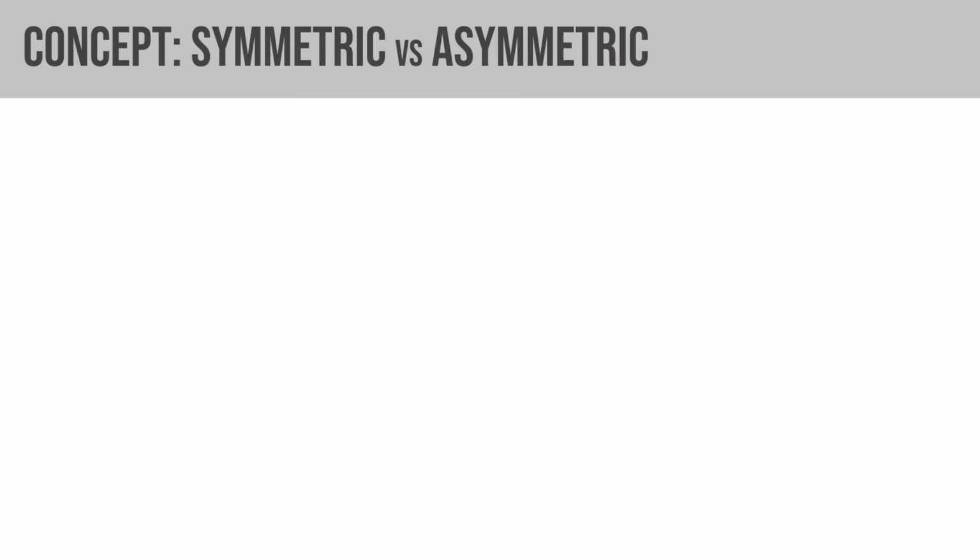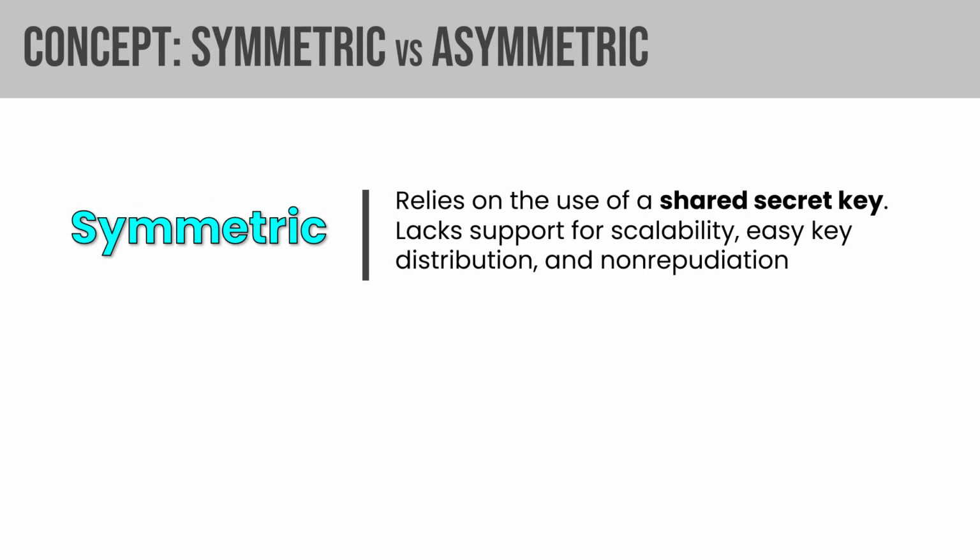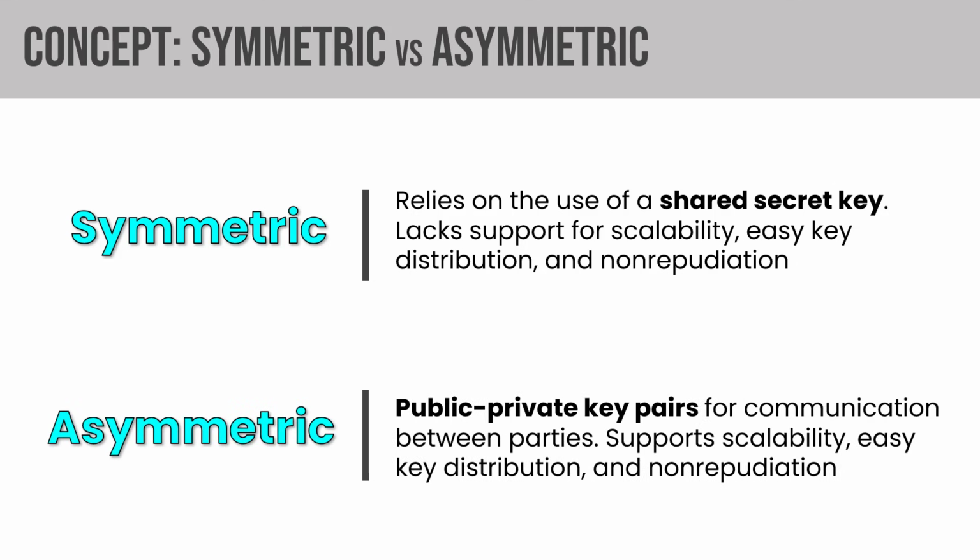So symmetric versus asymmetric cryptography. So symmetric relies on the use of a shared key. So a shared key versus asymmetric, where we have public-private key pairs for communication between parties. So the difference between the two, number one, symmetric key lacks support for scalability. It's not easy to distribute the key because we only have one key. How do you transmit that key secretly, confidentially between two people?